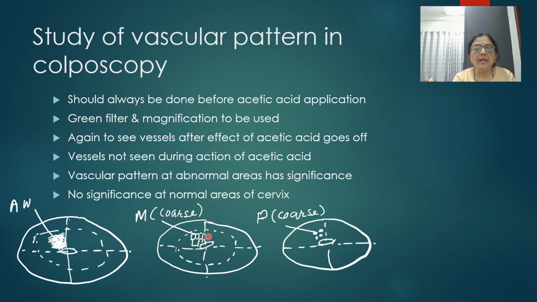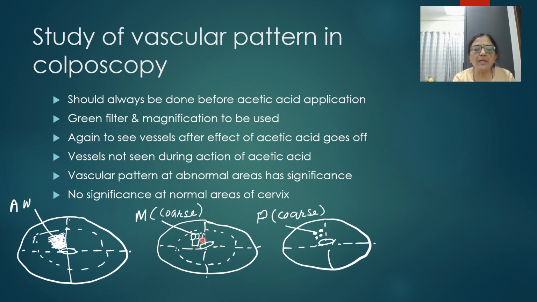after applying acetic acid. And once the acetic acid effect goes off, we need to focus and magnify and see again. Like here we can see that from 11 to 12 o'clock there is an acetowhite lesion. So we will be focusing on this part of the transformation zone only, once the acetic acid action goes off. And if we see coarse mosaic pattern or coarse punctation, that means the vascular architecture is abnormal, which is indicative of a major or type 2 lesion, and we need to take a biopsy from this part.